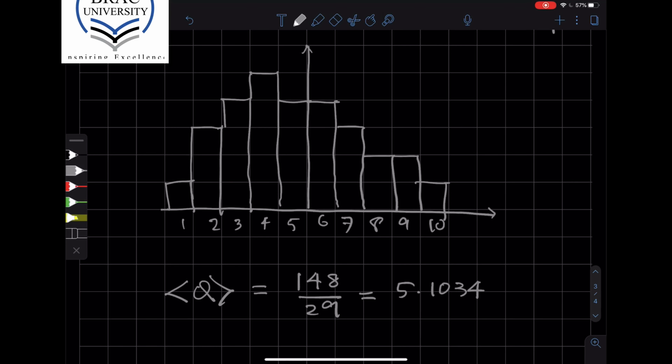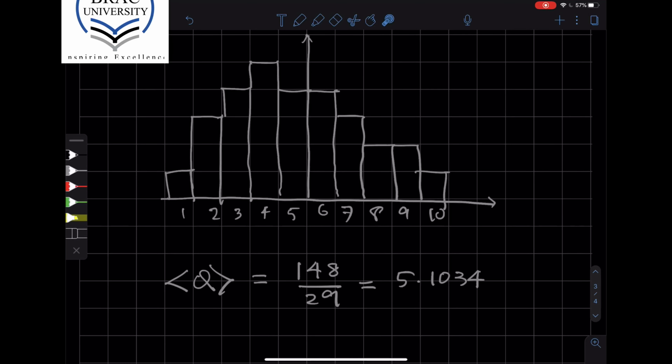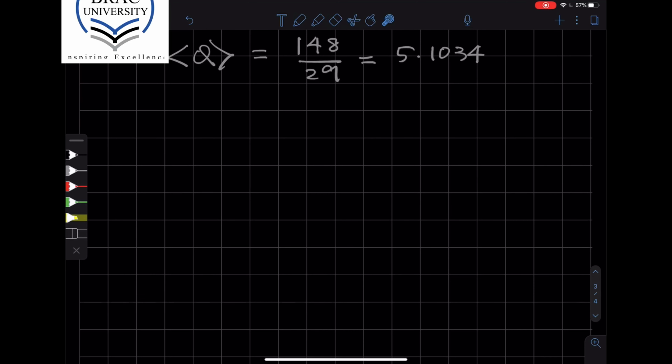Of course, the average is not the only number that characterizes this data set. Another number that characterizes this data set is called the standard deviation or the mean deviation. It characterizes how the most probable values that you're going to get if you do an experiment are distributed around the average. So what is the definition of the mean deviation or the standard deviation?